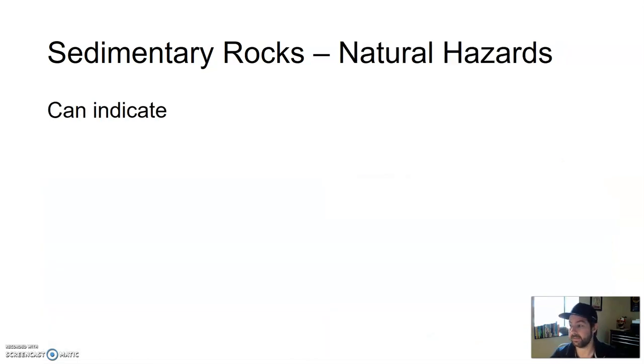So what do they indicate? Sorry, there was a little hiccup there. My apologies. So what do sedimentary rocks indicate? Well, they can indicate climate change.